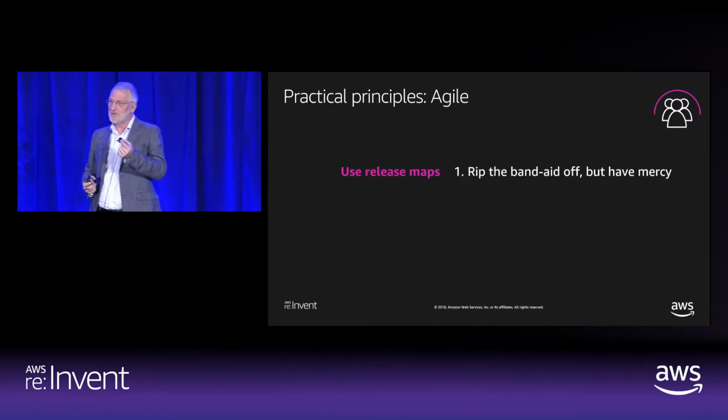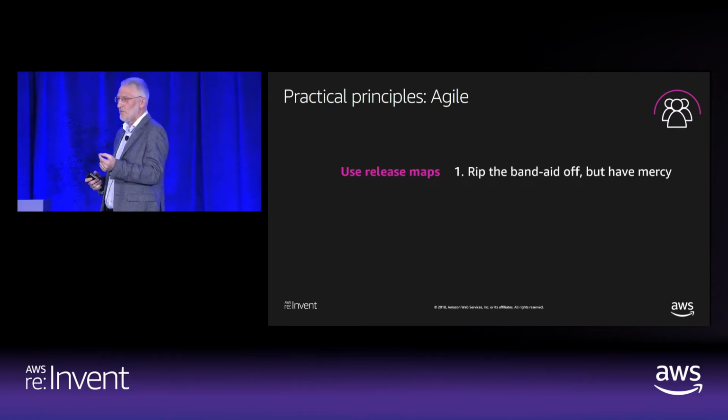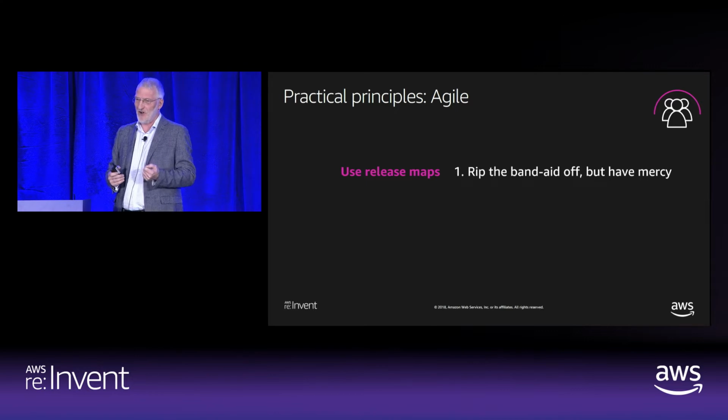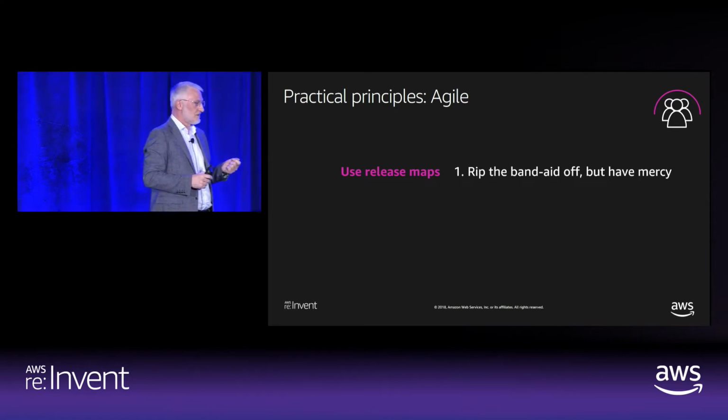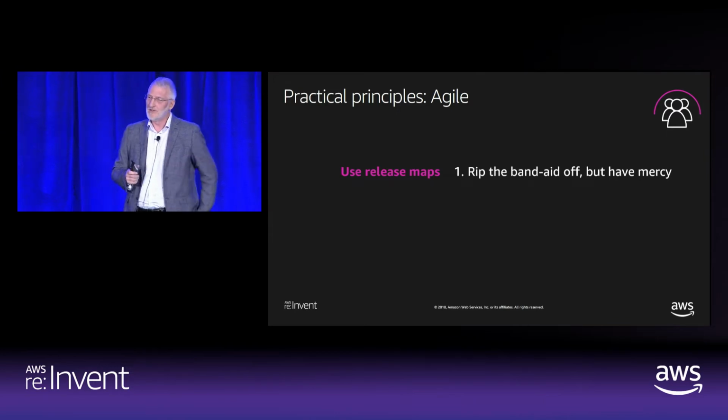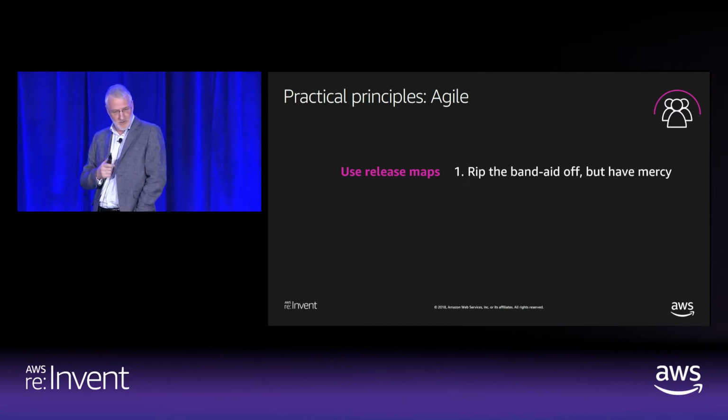And so when we go into Agile adoption, we need to rip the Band-Aid off, right? But we want to do it in a way that is a little less painful, a little kinder. And one way to do that is to create release maps.